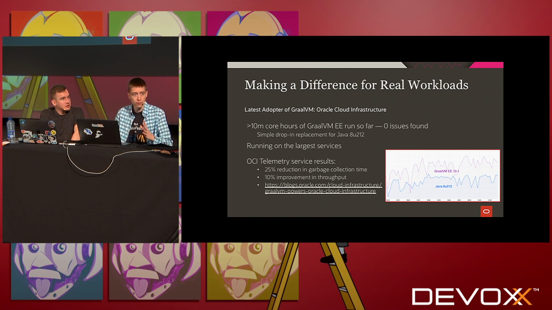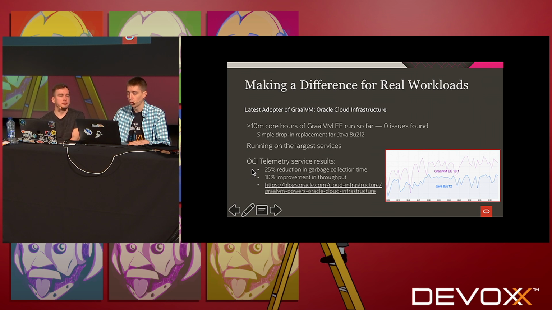And one of the recent examples where it made a real difference is another large internal customer at Oracle. At Oracle, the Oracle Cloud Infrastructure is moving to GraalVM Enterprise Edition to run the Java-based workloads for more efficiency in the Oracle Cloud and to lower the overall computational footprint. We currently have more than 10 million core hours of GraalVM Enterprise in production. Probably now it's 100 million, because these numbers are from 1 or 2 weeks old. And so we are running the largest services already in production with GraalVM Enterprise Edition.